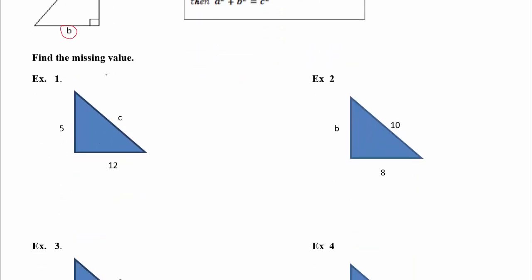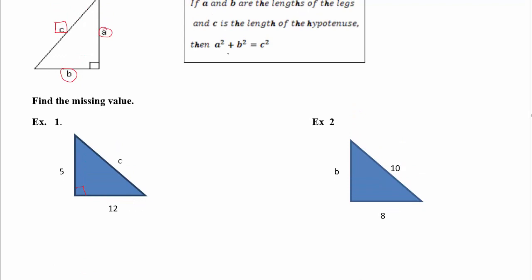Let's find the missing value. So we know two sides, 5 and 12, and this side here is C. Now they didn't have to tell us it was C because it's opposite our right angle right here. So if we want to find C, then these two sides must be A and B. Now when you're trying to determine which is which, in the end it doesn't really matter because up here you see A squared plus B squared equals C squared. So if we're adding, it doesn't matter what order we add in.